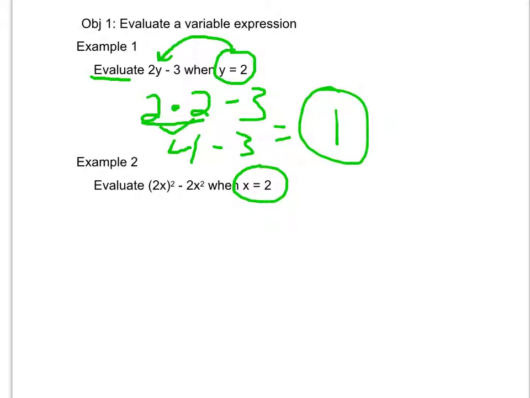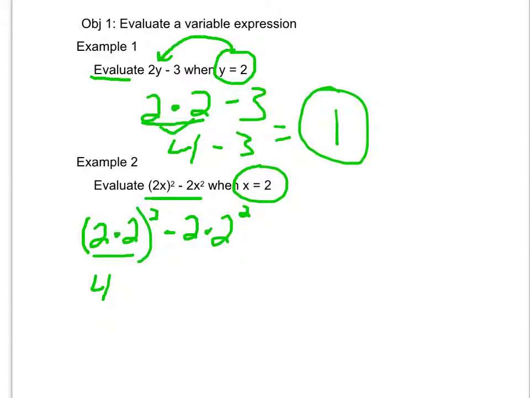Okay, so we got to make sure that we keep everything in here the same except for my x. So I'm going to keep my parentheses. I'm going to have 2 times my x, which is 2, because 2x means 2 times x, and we're going to square that. Then we're going to have minus 2 times my x again, squared with no parentheses this time. Alright, well, PEMDAS, order of operations, says we do parentheses first. We're going to take care of these right here. 2 times 2 is 4. Now I've got 4 squared minus 2 times 2 squared.